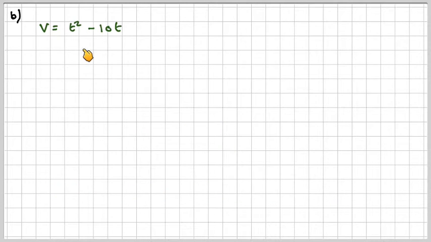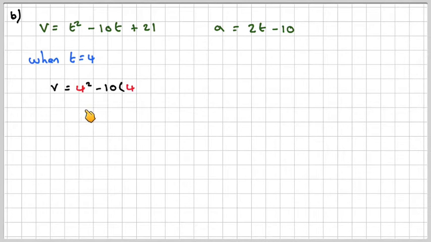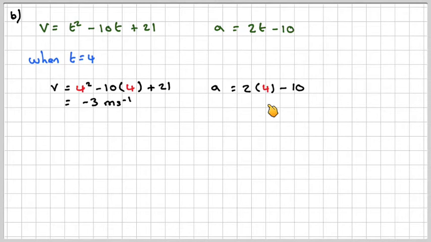So the velocity is t squared minus 10t plus 21. The acceleration will be the derivative, which is 2t minus 10. When t is equal to 4, if we put 4 in here, we're going to get v is 4 squared minus 10 times 4 plus 21. That will give me minus 3 meters per second. And then the acceleration will be 2 times 4 minus 10, which is minus 2 meters per second squared.